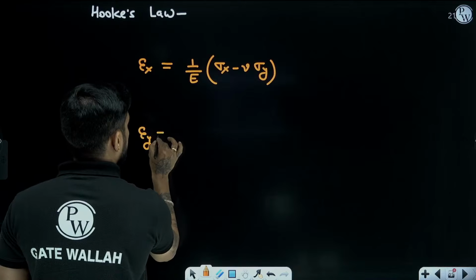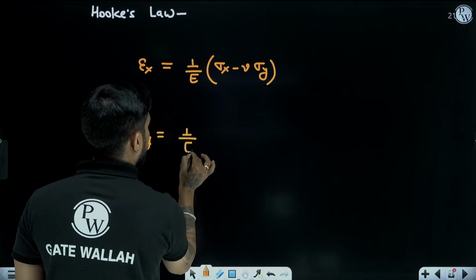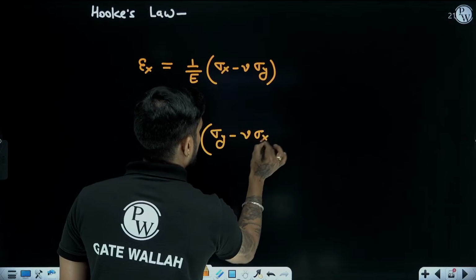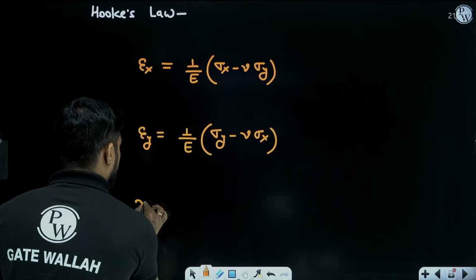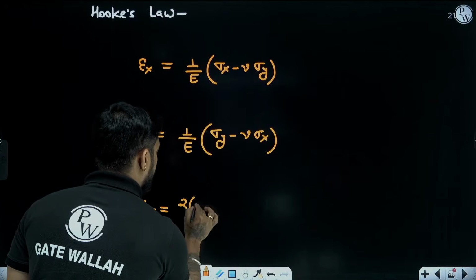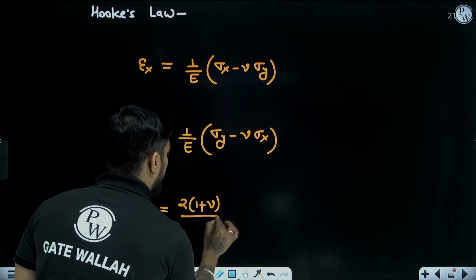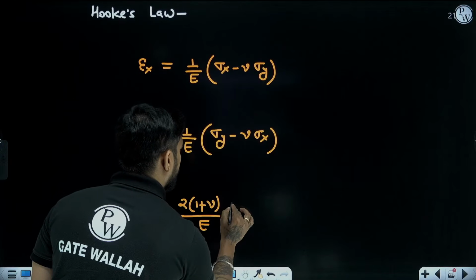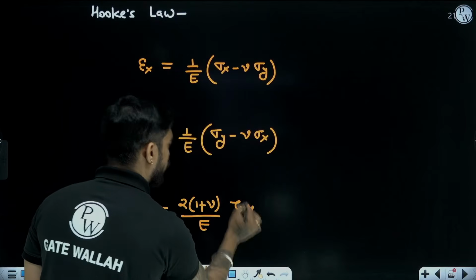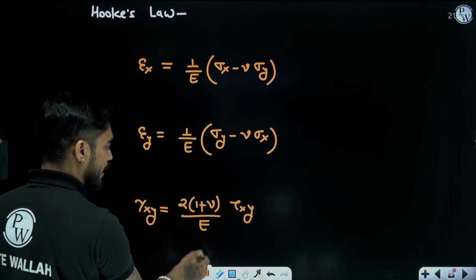Epsilon y is equal to 1 by E (sigma y minus nu sigma x), and gamma xy is 2 into (1 plus nu) by E tau xy. Sir, how are we getting this third equation? We know these two, but how are we getting this?